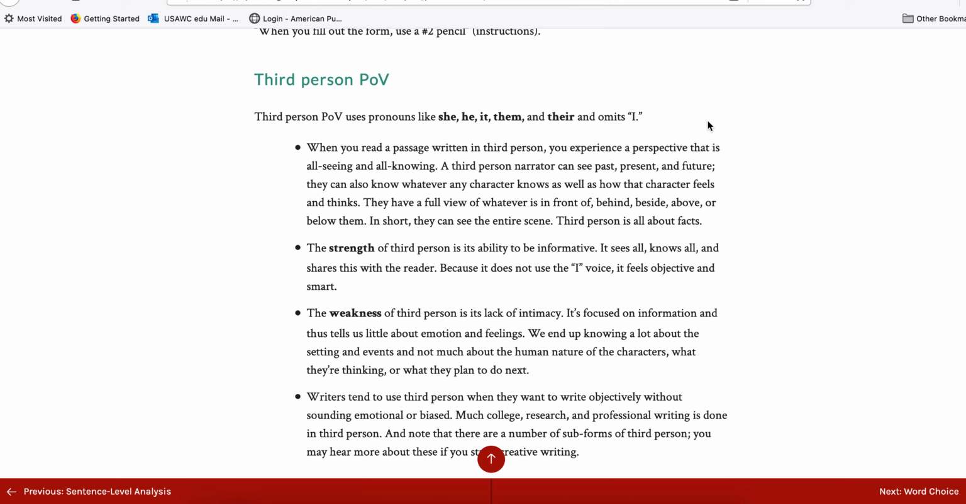I want you to use third person point of view. Of course, it lacks intimacy, but it is academic. So you must use third person in most, if not all, of your college courses at APUS. So that is basically what I want you to gather from this reading, but definitely read through it as well.